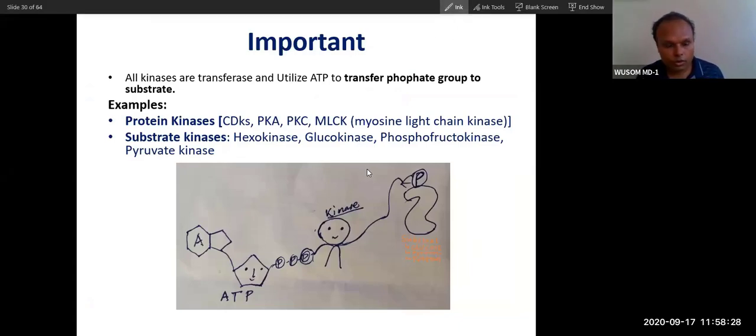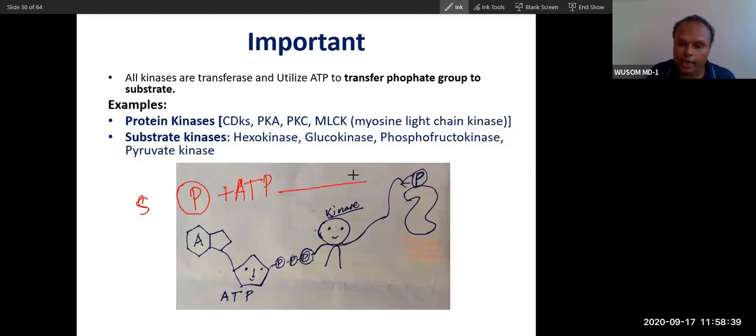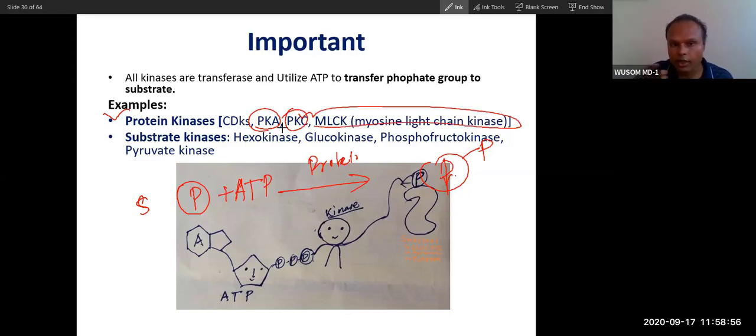Now, if the substrate is protein, and if protein is phosphorylated, it is called protein kinase. These are the protein kinases: cyclin dependent kinase, protein kinase A, protein kinase C, myosin light chain kinase. These are important kinases you will encounter when you study further in next units and modules. Substrate kinases are hexokinase, glucokinase, phosphofructokinase, and pyruvate kinase.